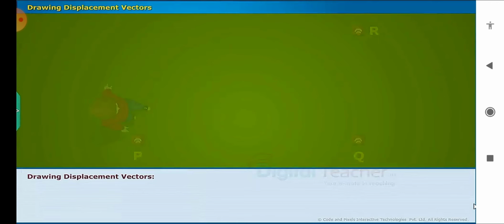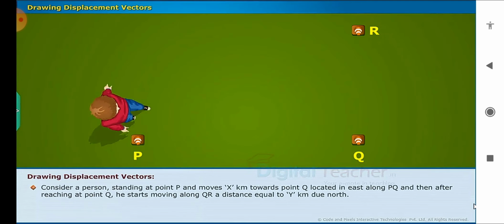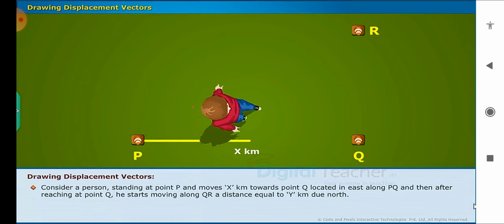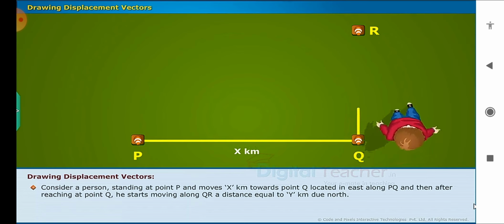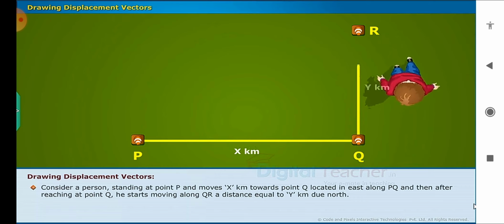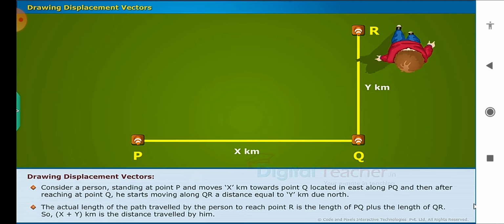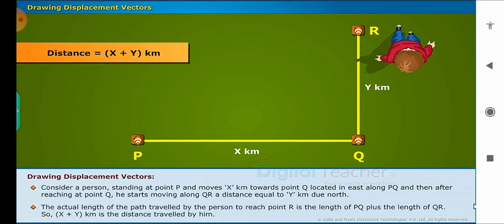Drawing displacement vectors. Consider a person standing at point P who moves x kilometers towards point Q located in the east along PQ, and then after reaching point Q, he starts moving along QR a distance equal to y kilometers due north. The actual length of the path traveled by the person to reach point R is the length of PQ plus the length of QR. So, x plus y kilometers is the distance traveled by him.